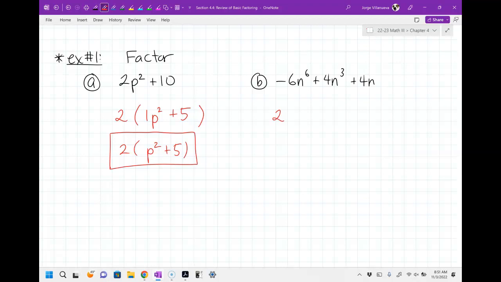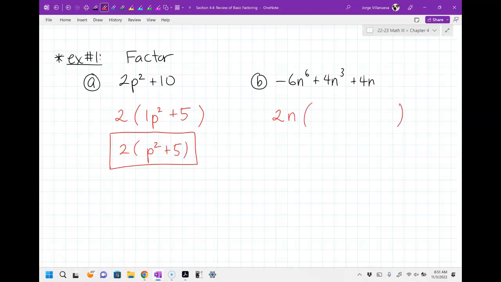Now, for the first term, I have 6 n's, right? N to the 6th. The second term has 3 n's, and the last term only has 1. So how many do they have in common? Just 1, right? Because one has 6 of them, one has, sorry, 3 of them. I was right with my numbers. 3 of them, and then the other one has 1. So they have 1 in common, right? So I'm going to take an n out.